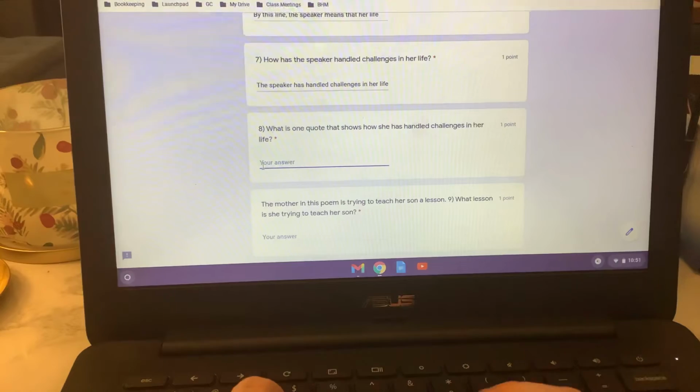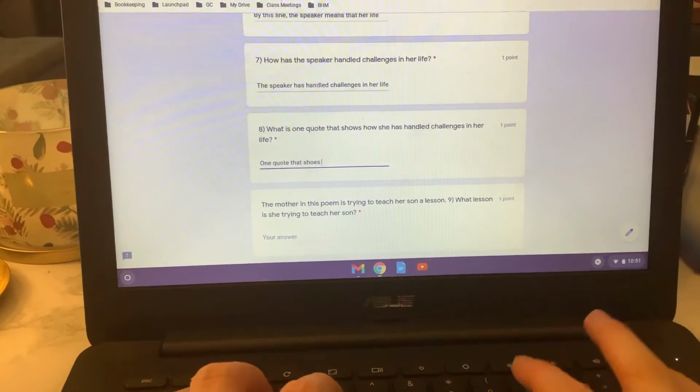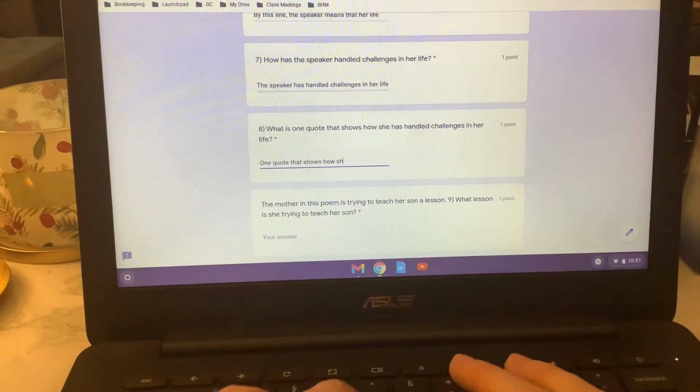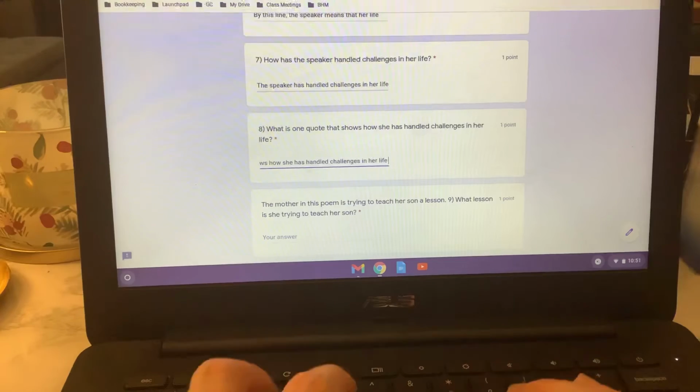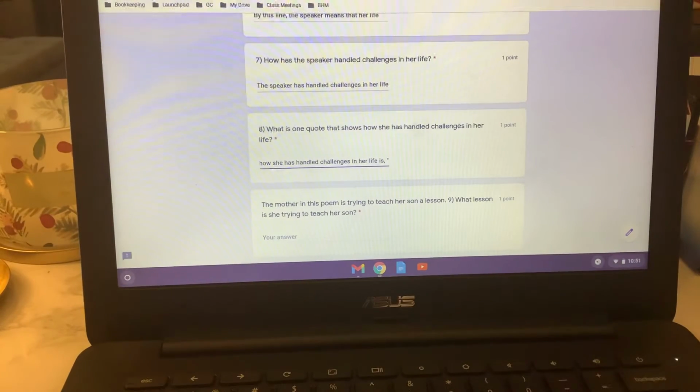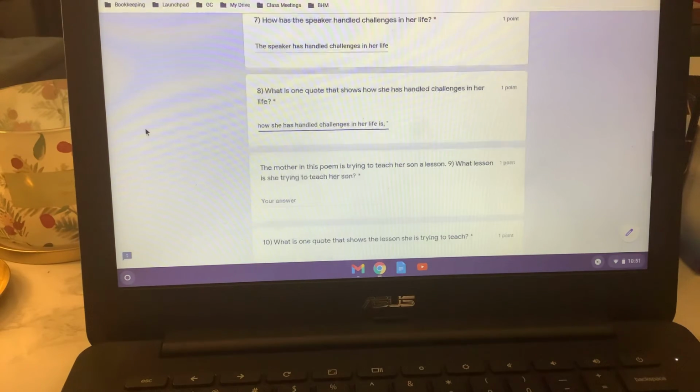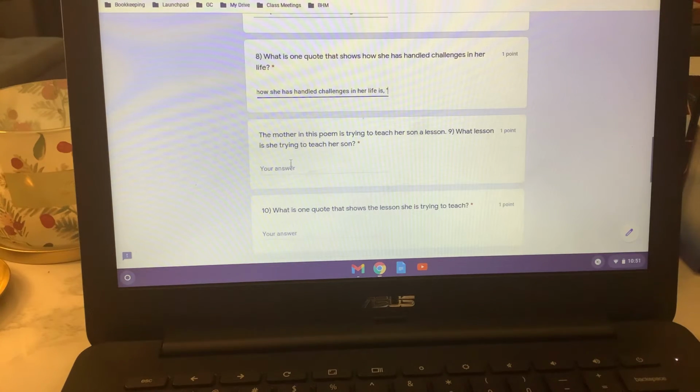Gotta keep pausing as we go. So number 8 then, one quote that shows how she has handled challenges in her life is what? And you're going to pick a quote that really supports your answer here. I'm going to stop telling you to pause, but remember that that's what you should be doing as we're going.